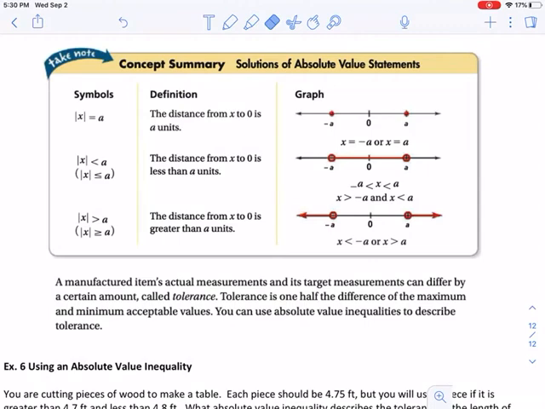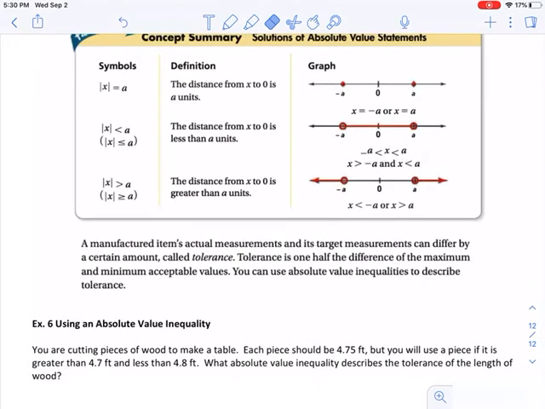Okay? So the last piece that we have says that a manufacturer's item's actual measurements and its target measurements can differ by a certain amount called tolerance. Depending on what kind of item you purchase, it's going to say you're getting 8 ounces of chips. Well, you might have a little itty bitty bit less than 8 ounces, or you might have a little itty bitty bit more. A tolerance means that they're tolerant of how many chips you get. It might have a smidgy difference, maybe a little bit less or a little bit more. And in the end, it kind of balances out to my example of 8 ounces of chips. Don't eat that all in one sitting.